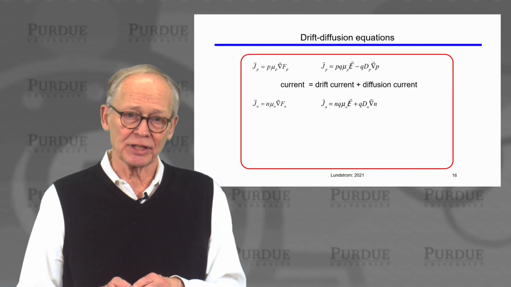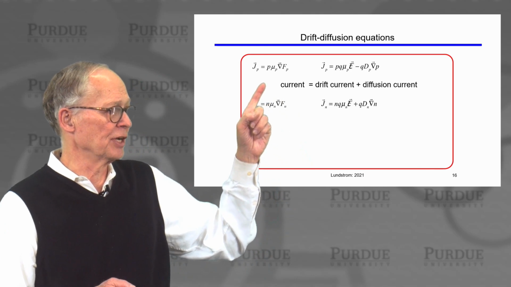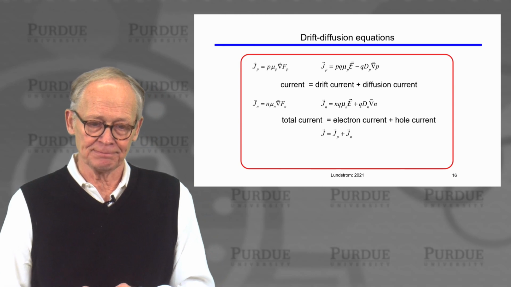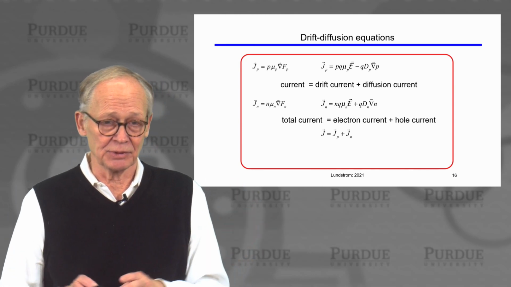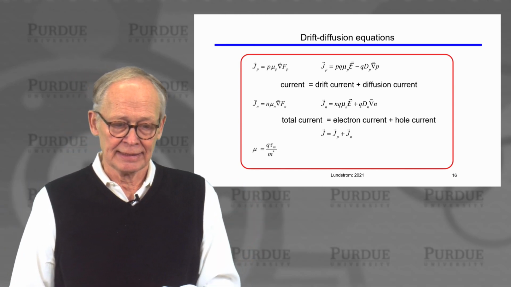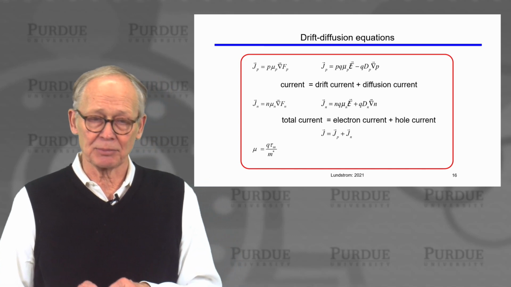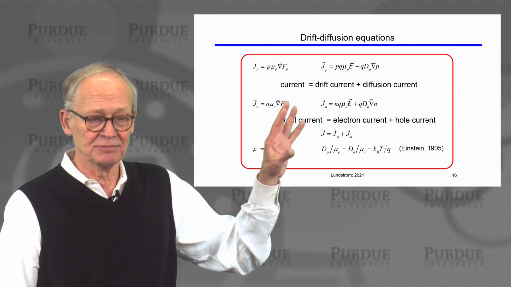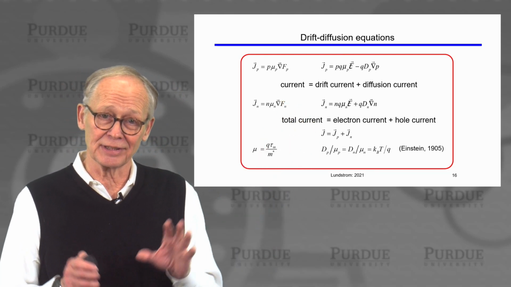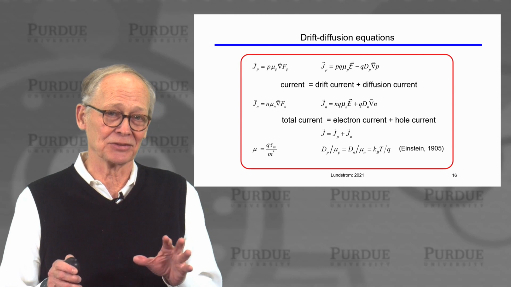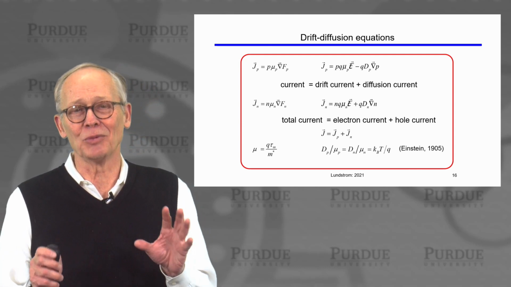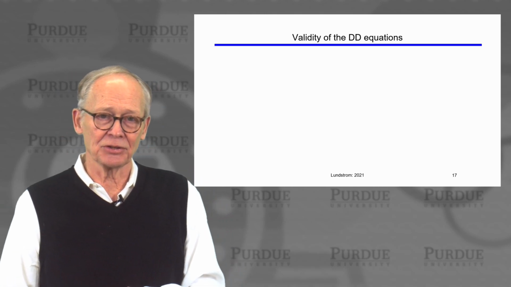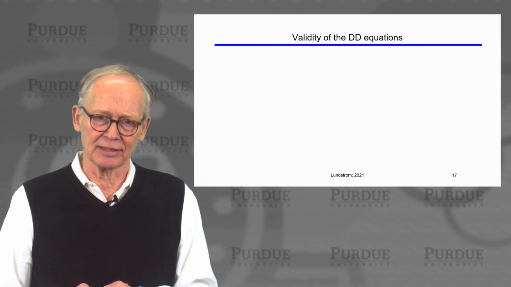Well, that's our drift diffusion equation, which comes from the more general equations that relate current to gradients of quasi-Fermi energy. Total current, again, we simply add the two currents. Mobility is related to microscopic parameters. Diffusion coefficient is related to the mobility. These are some fundamental concepts. You want to be sure that you understand these are really the basis for almost all semiconductor device work. Now, you might ask yourself, when are these equations valid?